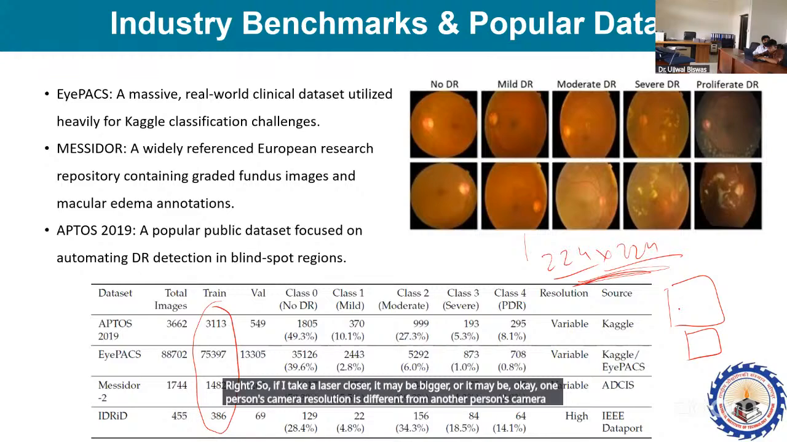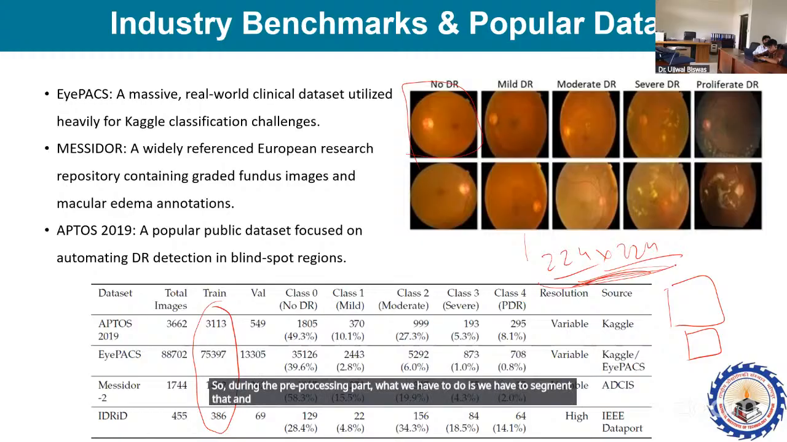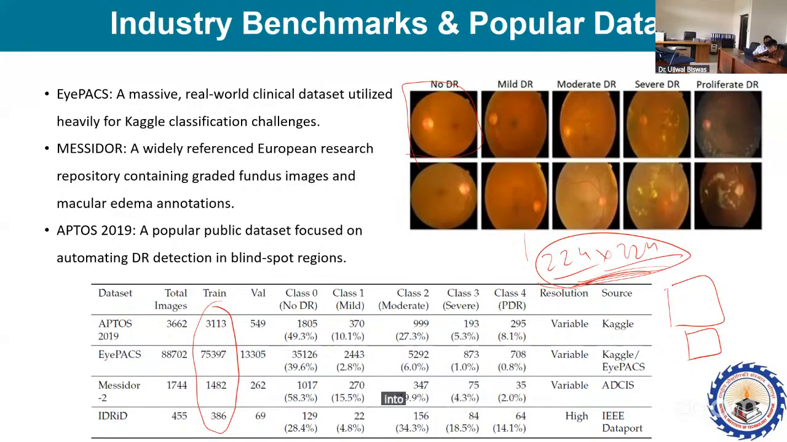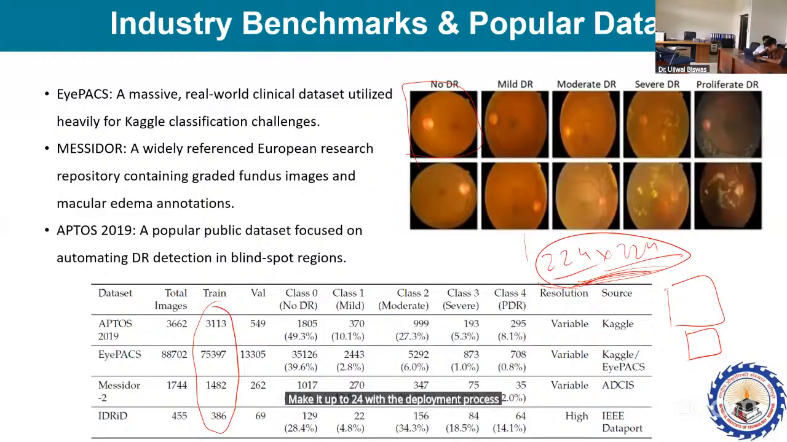So during the pre-processing part, we have to make the image into the size that is going to fit my model, because my model takes only 224 by 224. That cannot be changed. If the doctor provides a very small image, we have to enlarge it. If the doctor provides a larger image, we have to crop it to 224 by 224 for the deployment process. But the data is 224 by 224, like for example MNIST data is 28 by 28. It's a standard size.